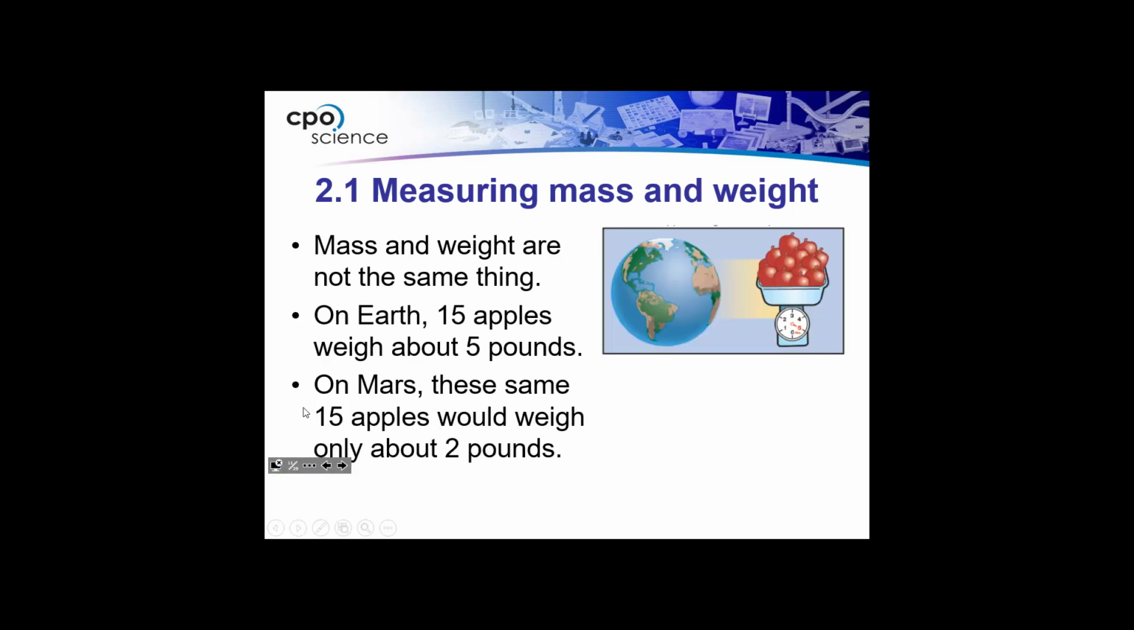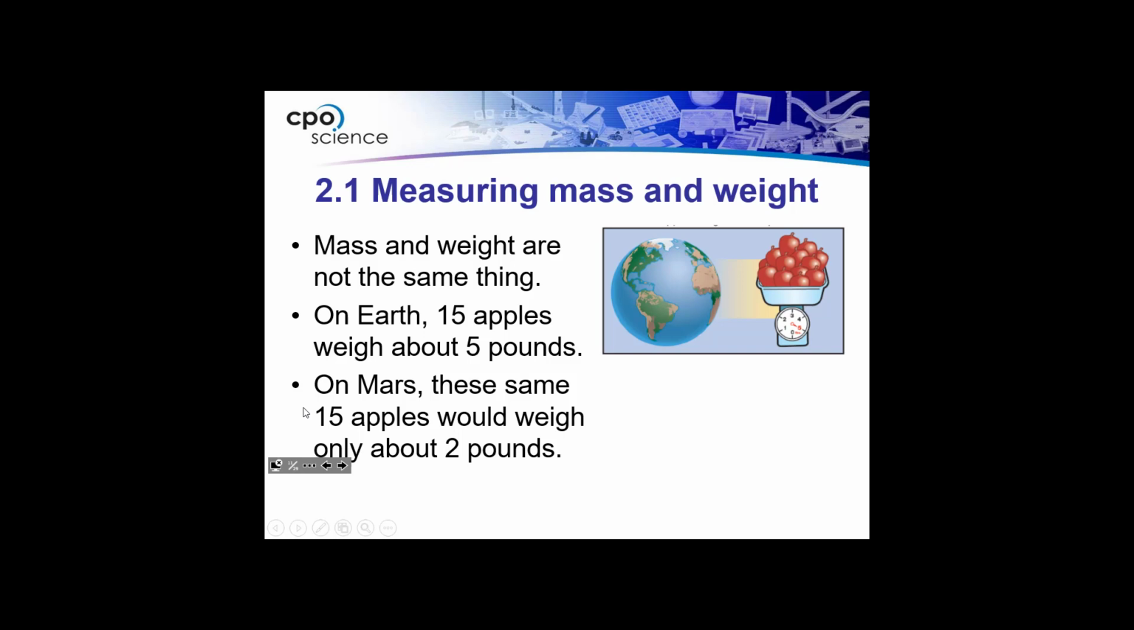Mass and weight are not the same thing. Mass is just the amount of matter that something takes up. Weight is kind of the mass plus gravity. We'll talk about this when we get into physical science.